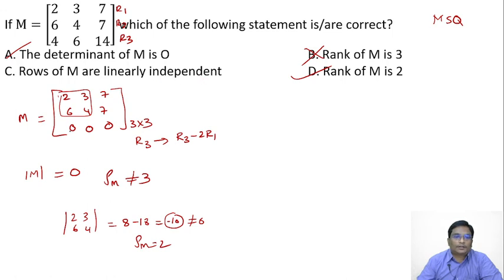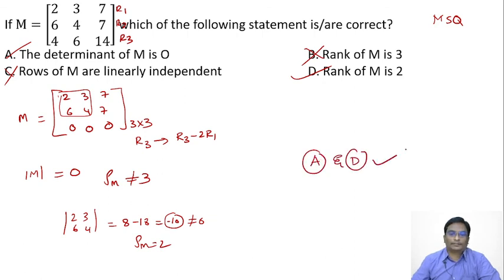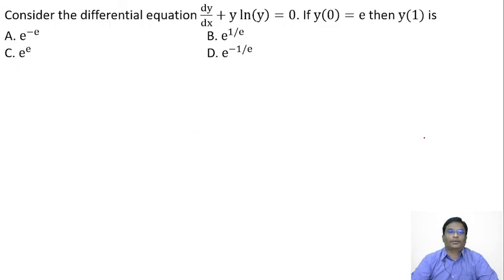Okay, wrong. Everything is 0. These are dependent rows, 2, 3, 7 twice. Okay, you got 4, 6, 7 rows are linearly independent. Therefore, options for this one are A and D, both are correct.